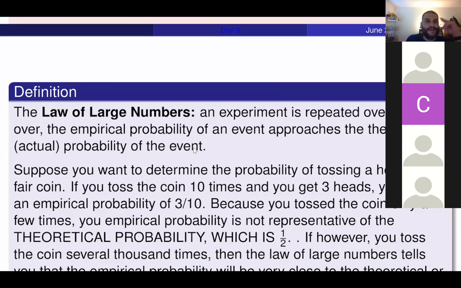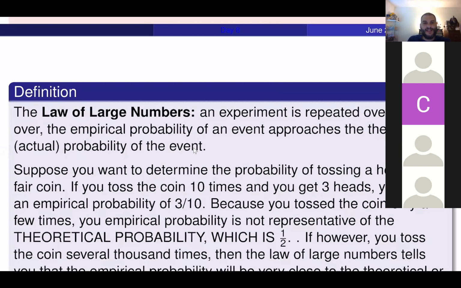All right. So up next, we're going to have a definition. The definition for this one is the law of large numbers. The law of large numbers is saying that when we have a probability, like flipping a coin, it doesn't mean it's always going to be 50%. If you flip the coin twice, it doesn't automatically mean one of them should be heads, one of them should be tails.